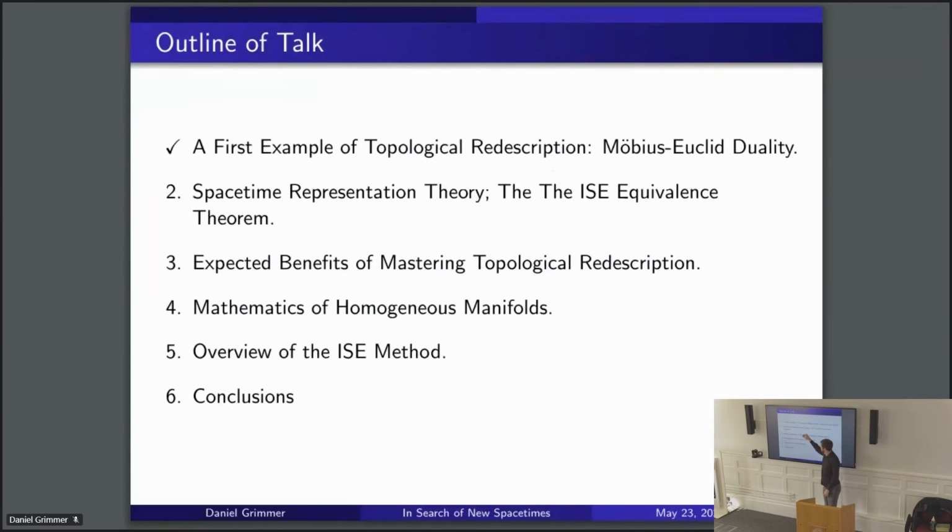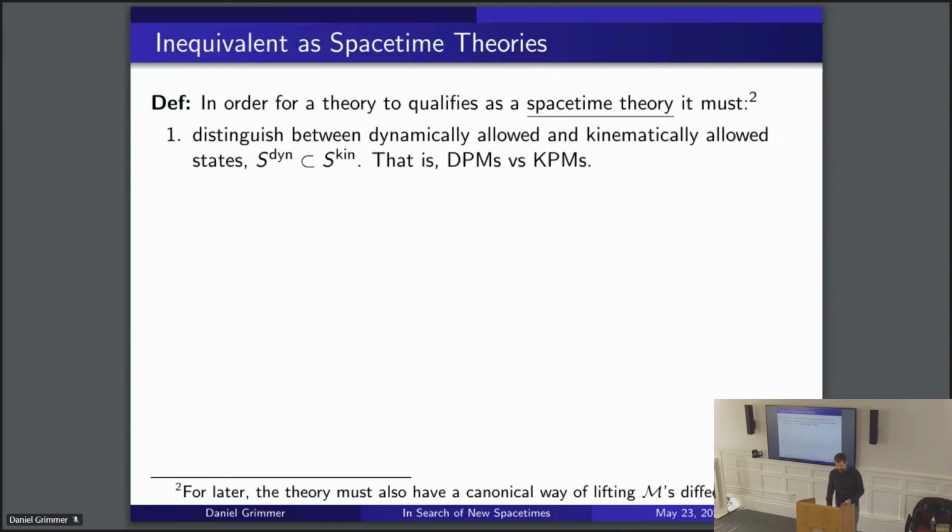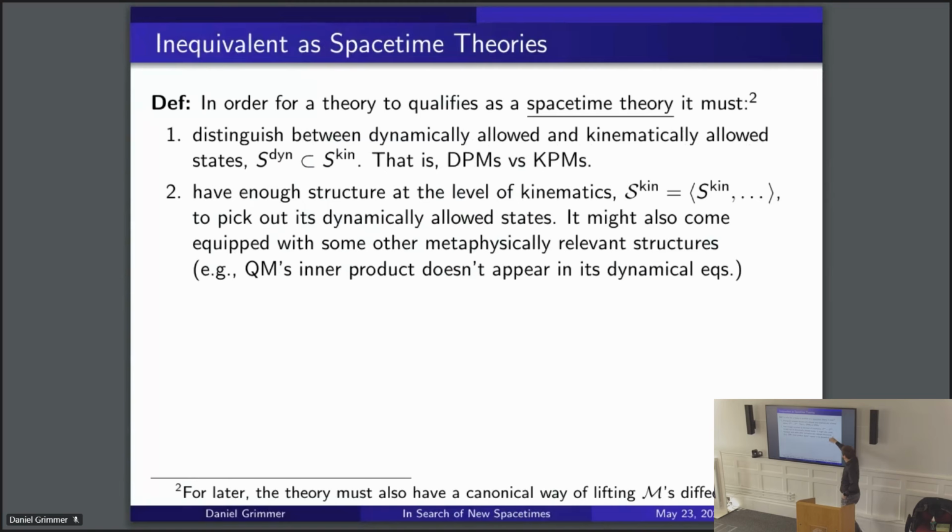Now let me move on to the space-time representation theory, and I'll get to the punchline of the thesis in a moment. Okay, so let me just carefully state what I mean by space-time theory, and the sense in which those Mobius and Euclid things are actually inequivalent as space-time theories in the way I'm talking about them. So space-time theories have to make a distinction between KPMs and DPMs. As we saw, they have to have enough structure at the level of kinematics to pick out their dynamically allowed states, but you might want more than that.